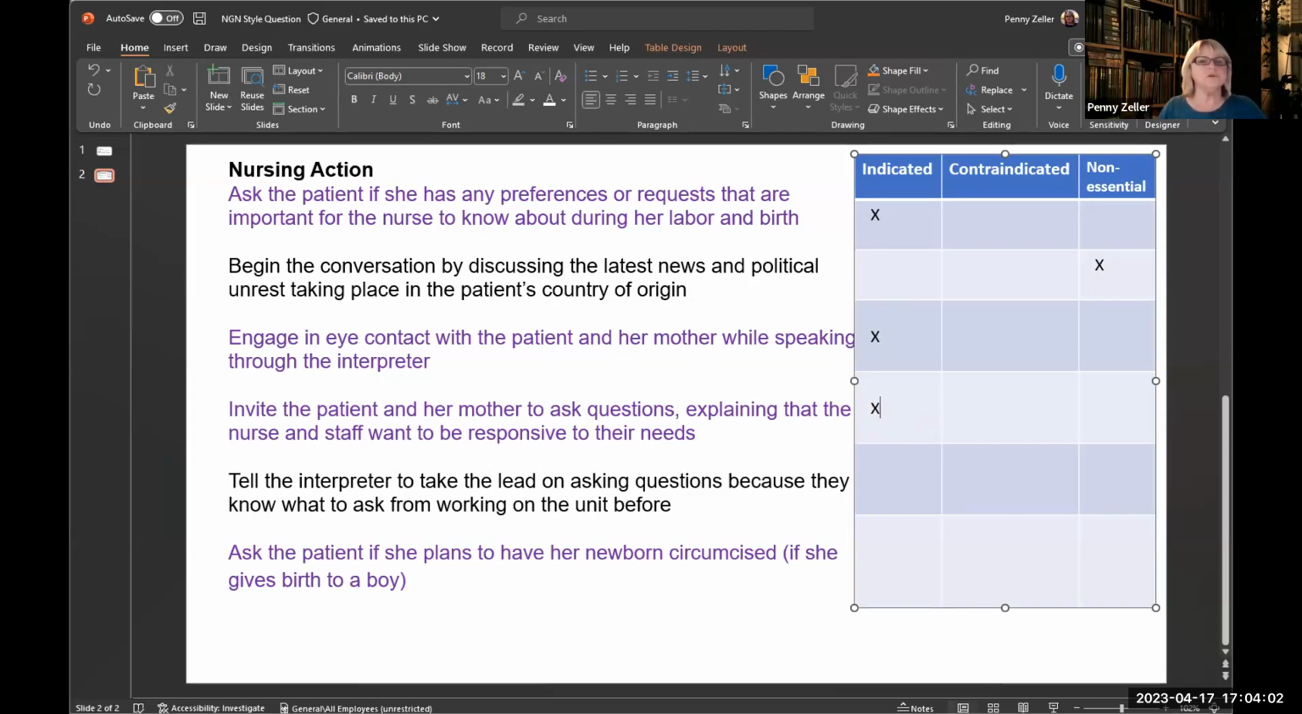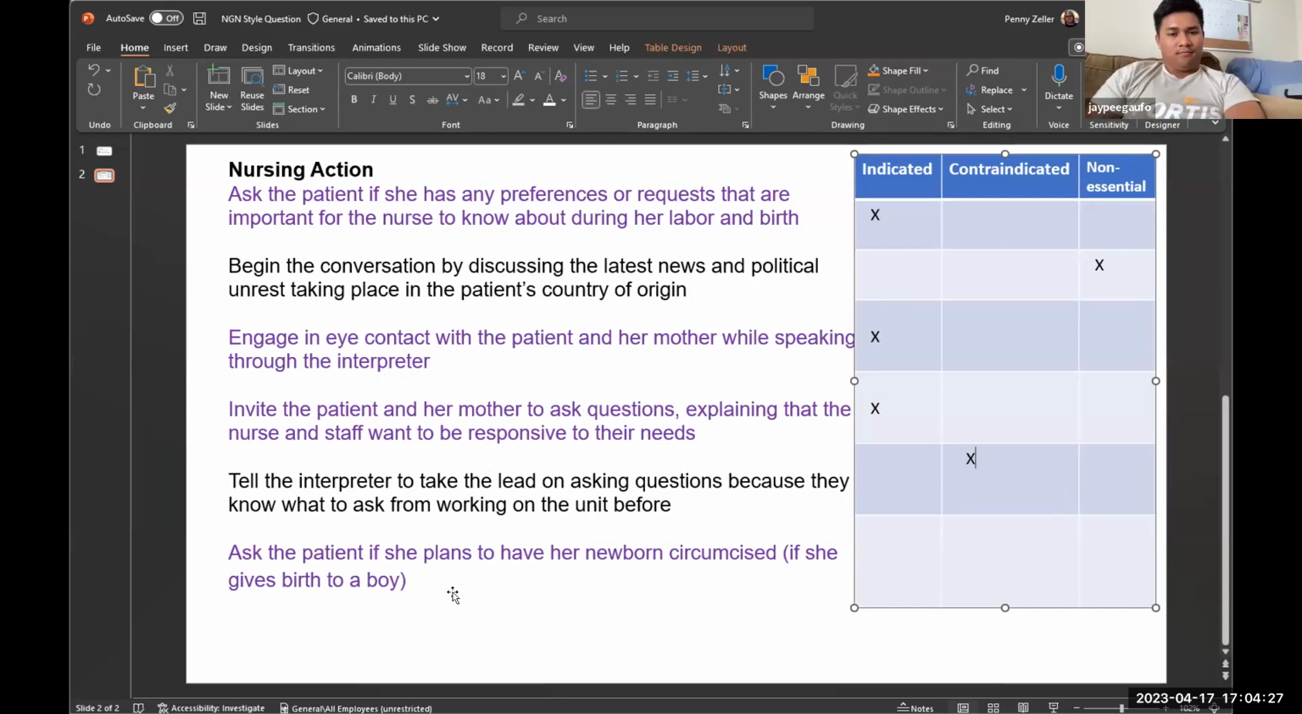And tell the interpreter to take the lead on asking questions because they know what to ask from working on the unit before. Contraindicated, yeah. Okay. And lastly, ask the patient if she plans to have her newborn circumcised if she gives birth to a boy. Indicated.